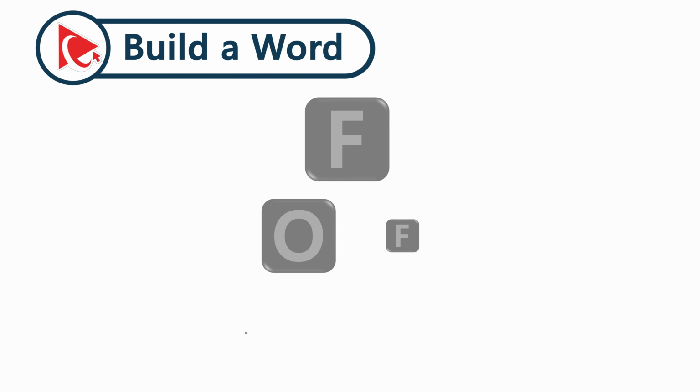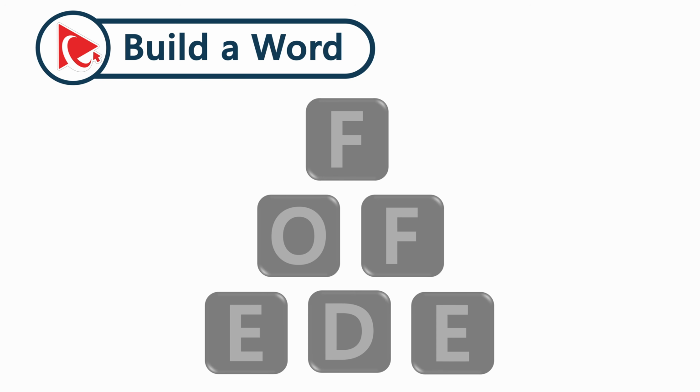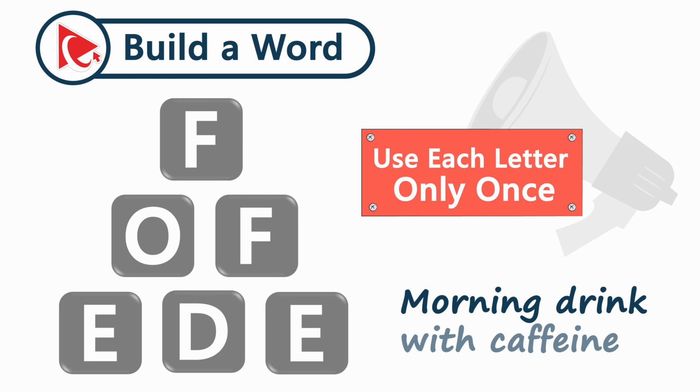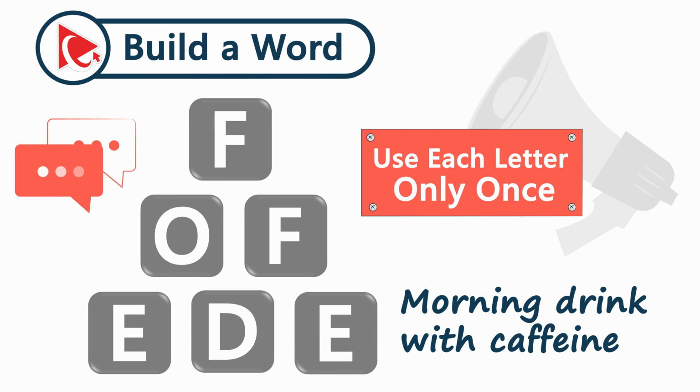You're presented with 6 letters, and you need to build a word by using each letter only once. The letters are F, O, F, E, D, E. And to make sure you get it 100%, here's the hint for you. It's a morning drink with caffeine. And once you're certain with your answer, post it in comments, and I'll give you my feedback. Good luck with this intriguing challenge.